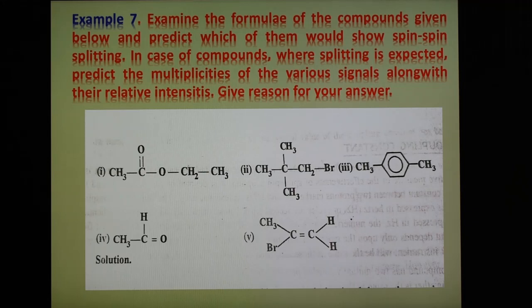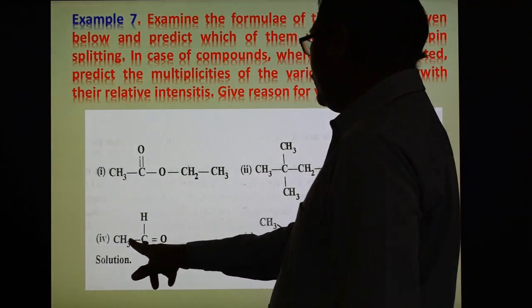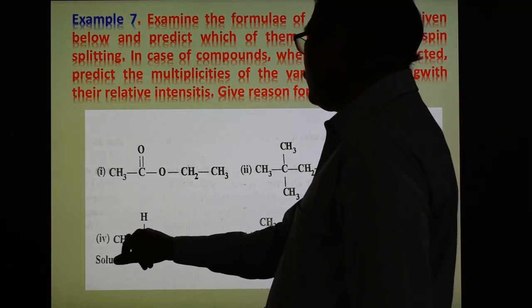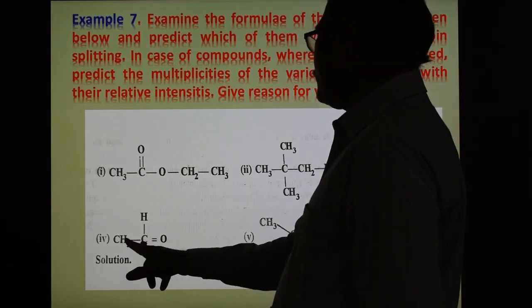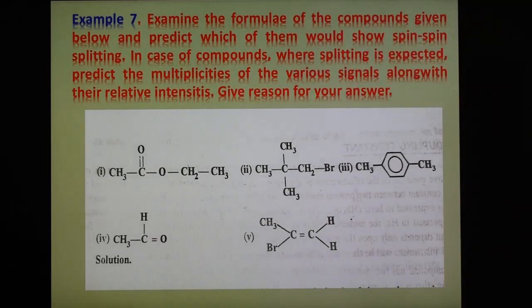Now example number 4, the compound is CH3-CHO, acetaldehyde. In the case of the aldehyde proton, there is splitting because CH is there and a CH3 group is there. So for CH, there are 3 protons, plus 1, giving a quartet, and for CH3, there is 1 CH proton, giving a doublet. So quartet for this and doublet for CH3. So splitting is there and it is possible.